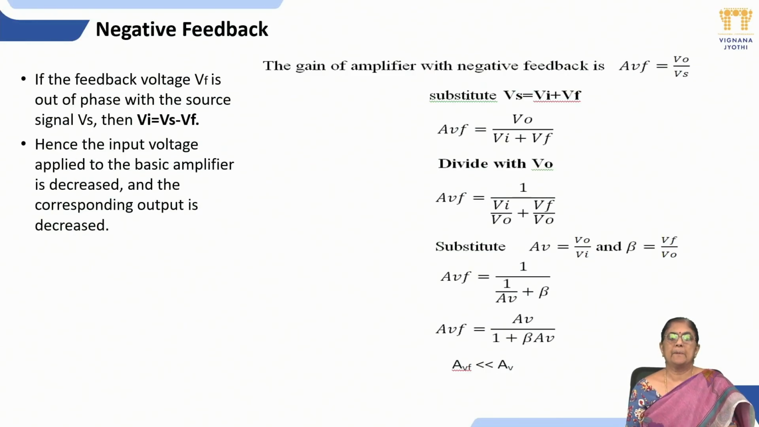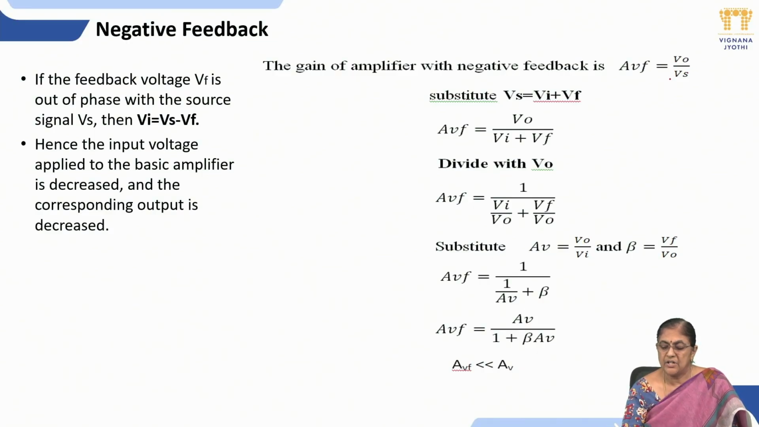So the next type of feedback is negative feedback. In negative feedback, if the feedback voltage is out of phase with the signal source, then Vi is equal to Vs minus Vf. Hence, the input voltage applied to the basic amplifier decreases and the corresponding output also decreases. Next we will see the derivation for the gain of the amplifier with negative feedback.